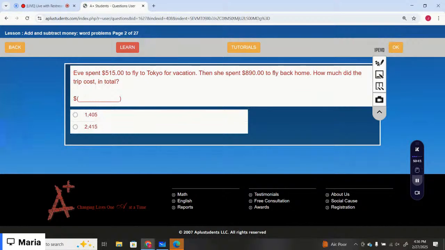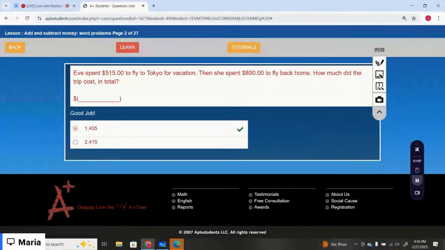Eve spent $515 to fly to Tokyo for vacation. She spent $890 to fly back home. How much did the trip cost in total? So which is the correct option? Option number one is the correct option, that is 1,405.